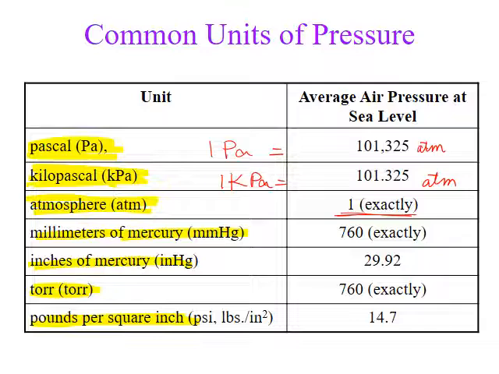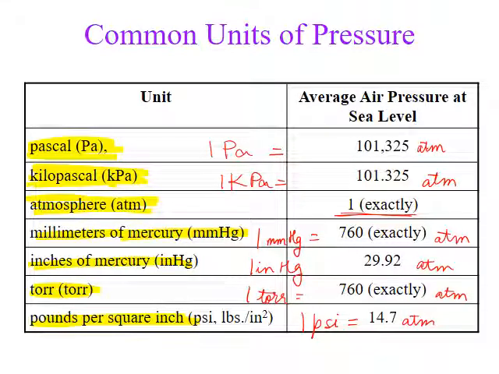760 millimeters of Hg is equal to 1 atm. So everything here is in correspondence to atm. 29.92 inches of mercury is 1 atm, 760 torr is equal to 1 atm, and 14.7 psi is equal to 1 atm. So everything here is in reference to atmospheric pressure. If you need to convert between any of these units, you can use these conversion factors.